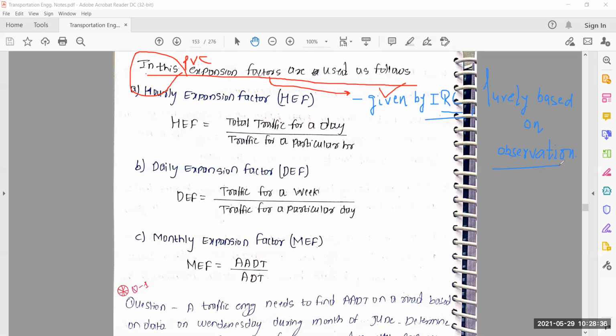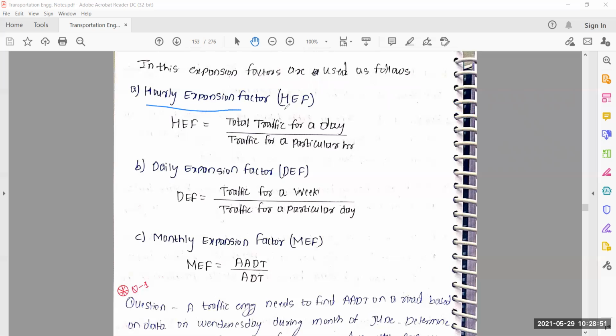So let's one by one see how all these expansion factors are defined. First one is the hourly expansion factor. It will be denoted as HEF, hourly expansion factor.